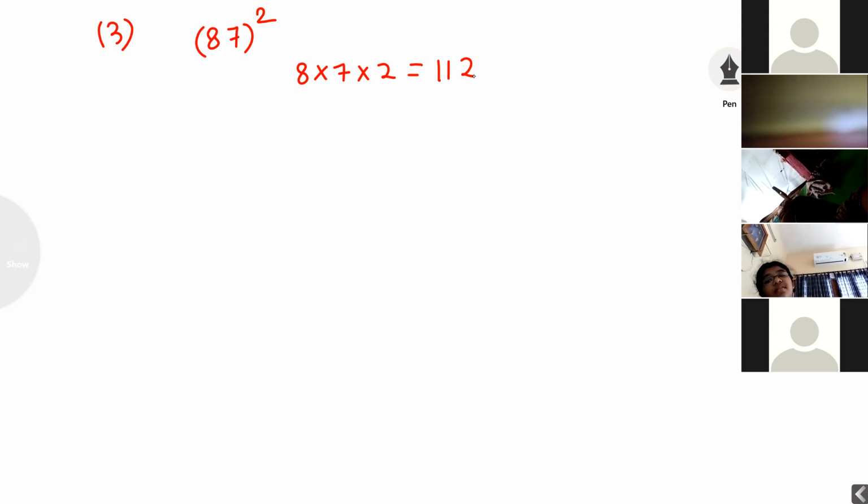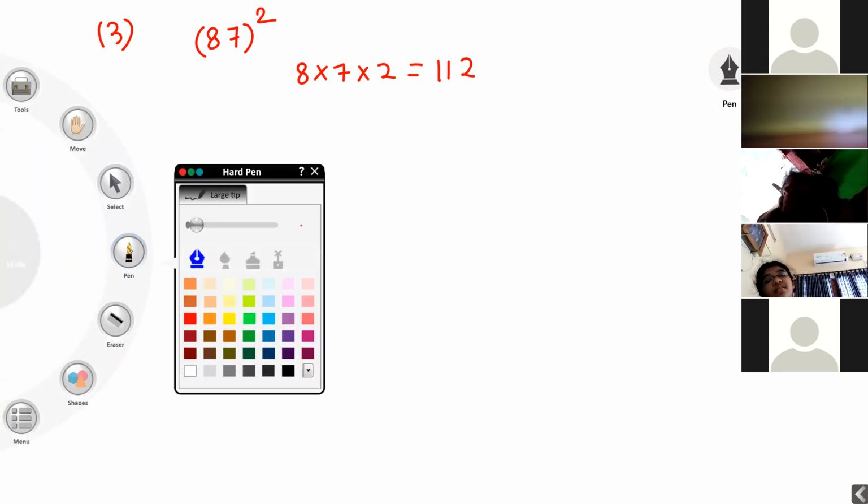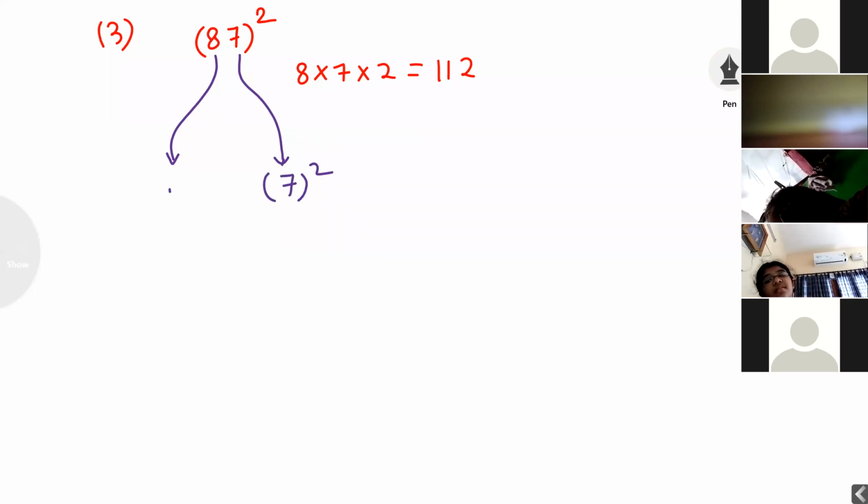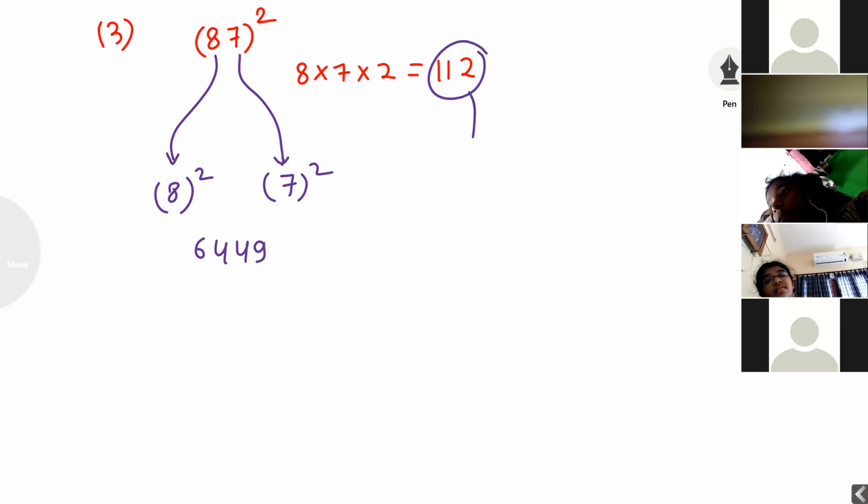What is second step? Square of ones place and tens place. Ones place digit is 7. Tens place digit is 8. 8 square 64. 7 square 49. Again this digit I want to write here.